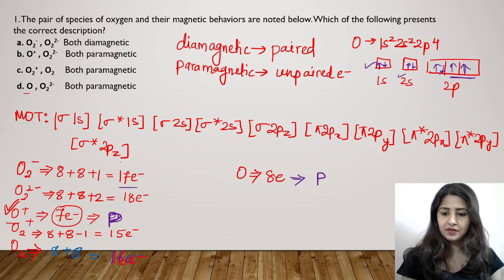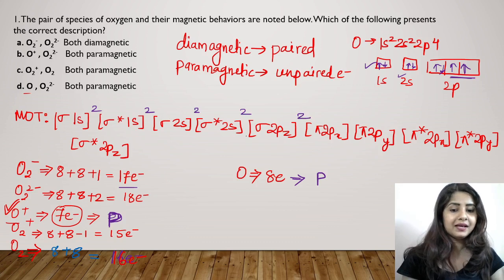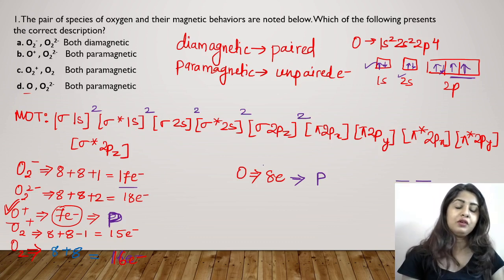So it consists of 17 electrons. Let's fill the electrons. So 2, 4, 5, 6, 7, 8, 9, 10. Now here pi 2px and pi 2py lie at the same level. So if you have learned this, you must know this, right?